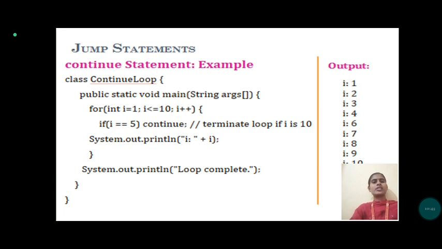Next, jump statements: continue statements. Example: class ContinueLoop { public static void main(String[] args) { for (int i = 1; i <= 10; i++) { if (i == 5) continue; System.out.println("i:", i); } System.out.println("loop complete"); } } Here we have the output i: 1 up to i: 10, skipping the value 5.